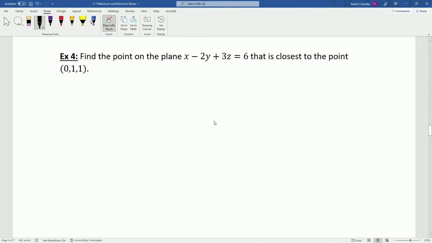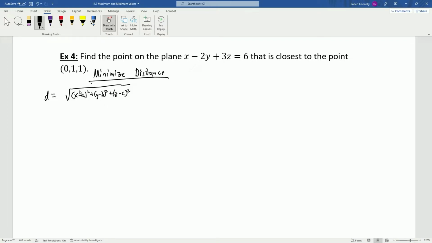Let's take a look at another example. Find the point on the plane, x minus 2y plus 3z equal to 6, that is closest to the point 0, 1, 1. Okay, this seems pretty tricky, but really what this is asking us to do is to minimize distance. And, well, then we need to look at our distance formula. So distance formula should be the square root of x minus a squared plus y minus b squared plus z minus c squared.